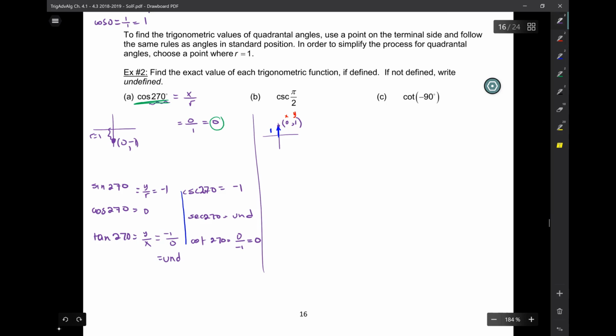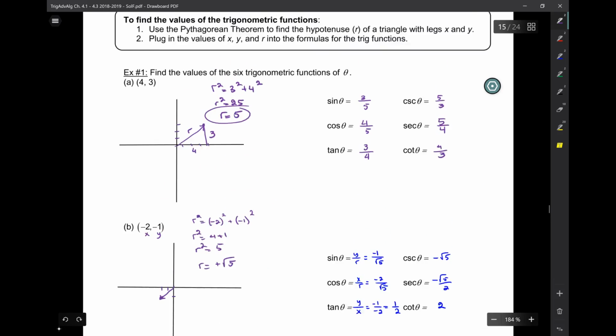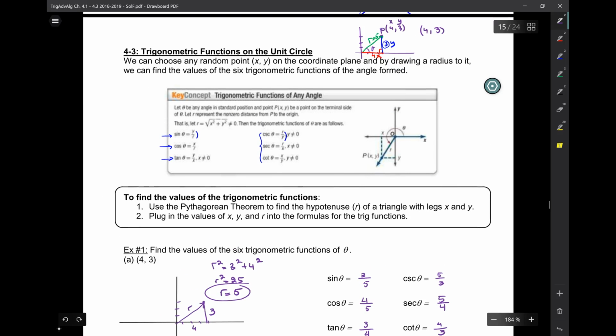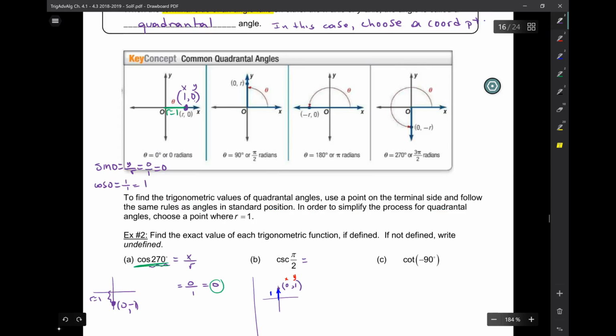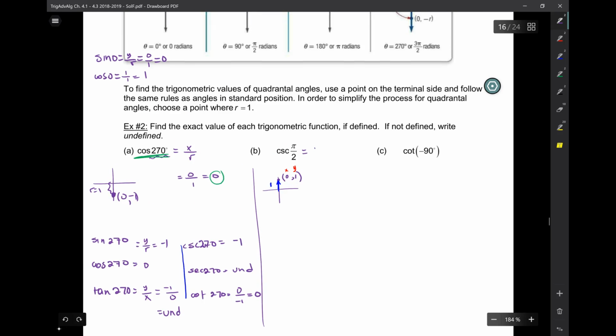Now, cosecant is like the sine. Sine is y over r, so cosecant will be r over y right here. So cosecant is r over y, which is 1 over 1, which is 1.